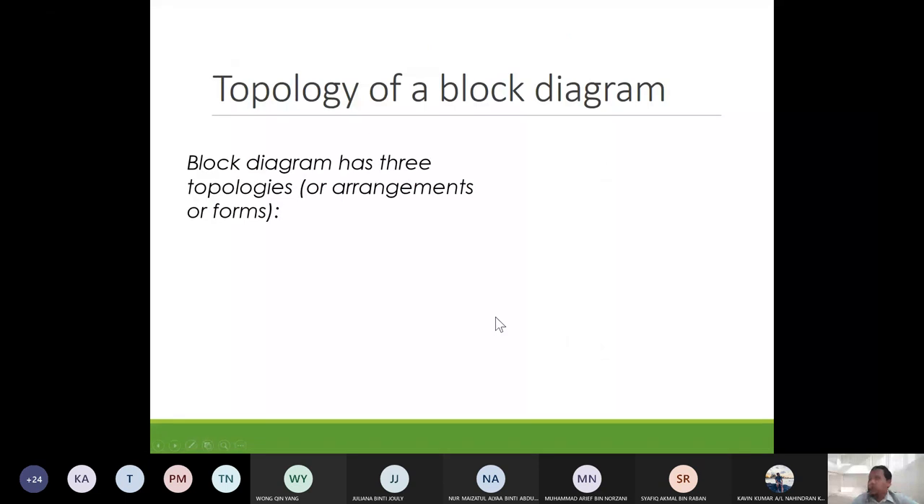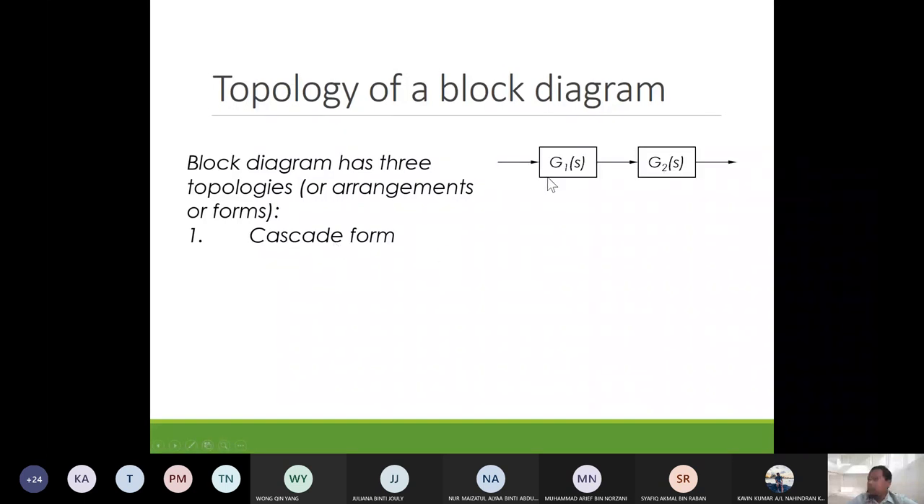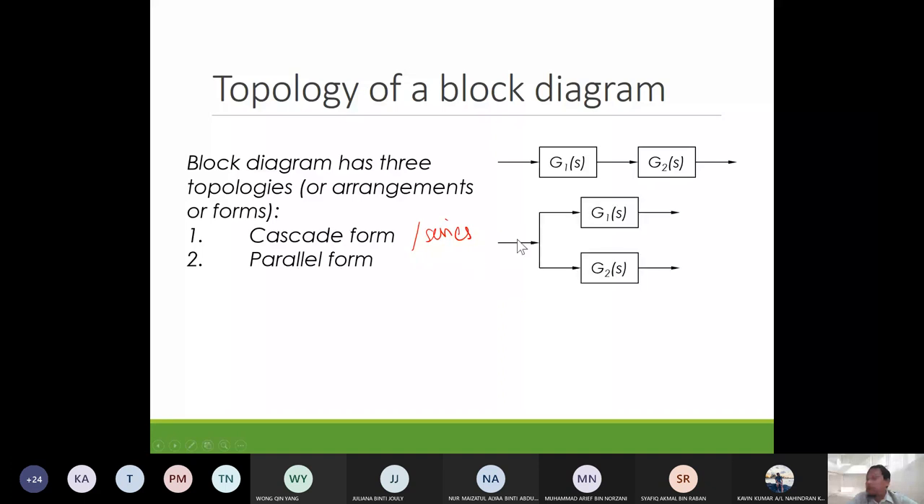After we know the components in the block diagram, we need to understand the arrangements in the block diagram. Firstly, the cascade arrangement. A cascade arrangement is when two subsystems or two blocks are arranged side by side, or in series. Cascade is also known as series. So this G1 and G2 are arranged in series. Then we have the parallel form, or parallel arrangement. You have a pick-off point here, and then it splits into two subsystems, G1(s) and G2(s).